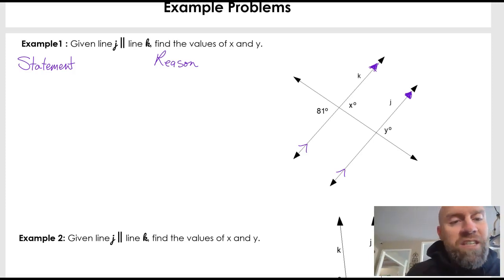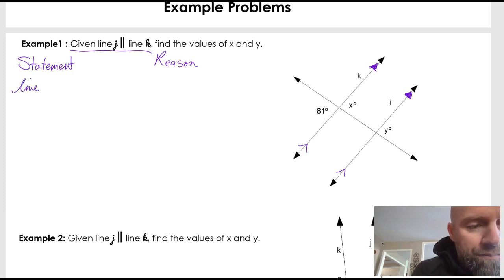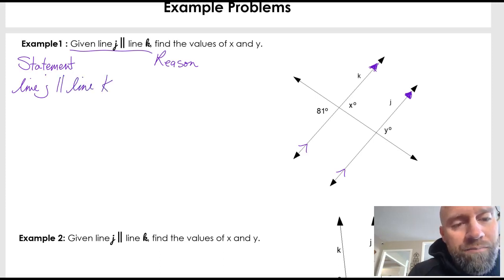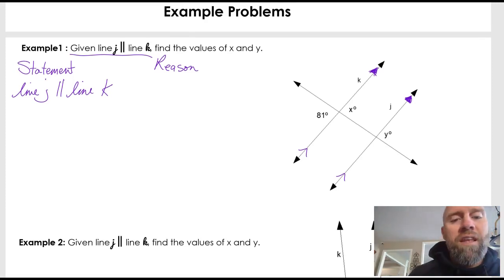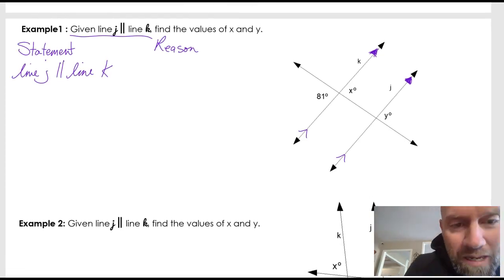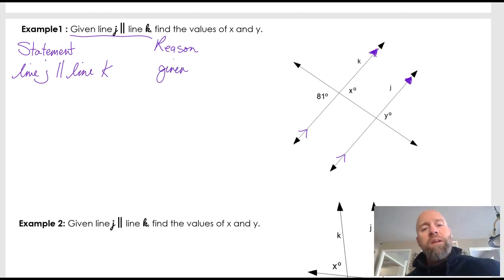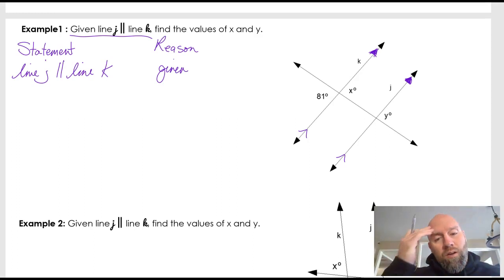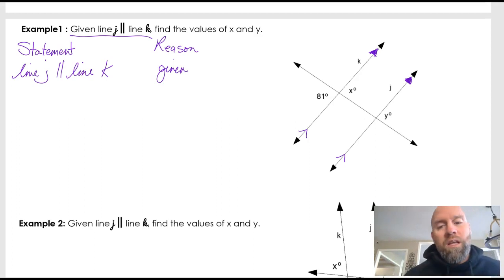So the first statement that I'm going to make, I typically start off by stating the given information. So I'm just going to repeat what they gave me right here. I'm going to say line J is parallel to line K. And the reason that I'm going to say that is because that was given information. Okay? That information was given to me. Okay? So line J is parallel to line K.